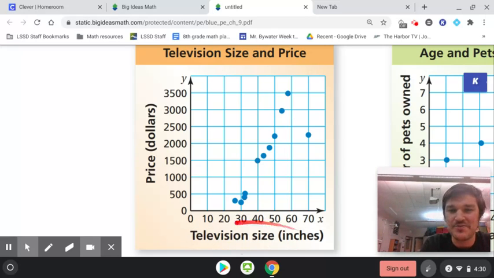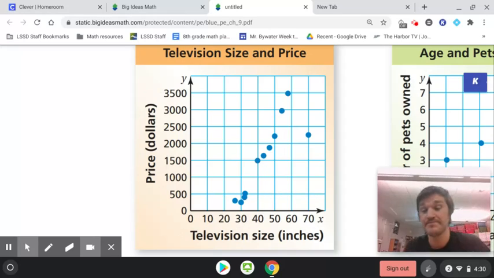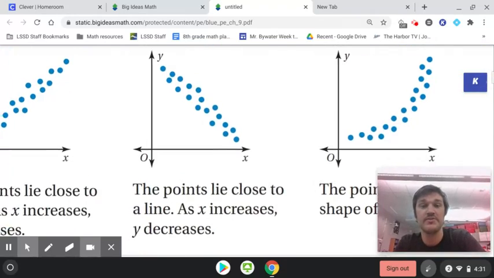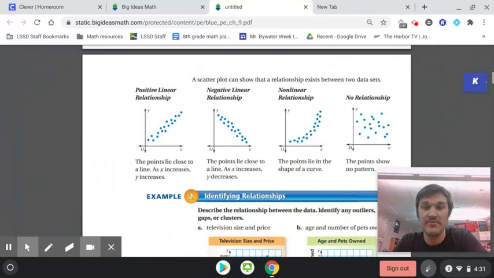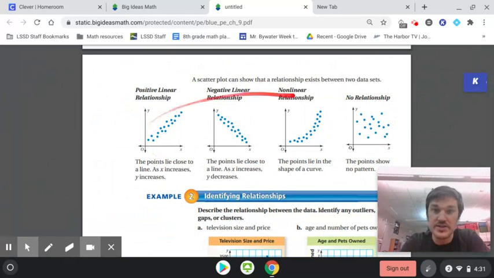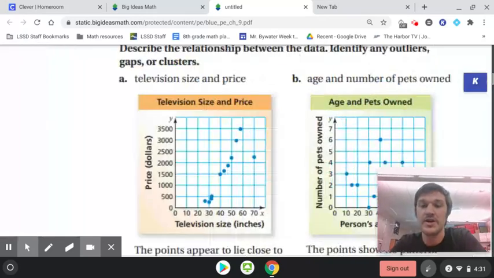By the way, what are our different data sets here? We've got TV size and price. Describing this set of data, I would say that as the TV size increases, the cost increases, which makes sense. The bigger the TV, the more it's going to cost. So this is the kind of data that I would expect to see. And again, we'd call that positive linear if I were to look at my 4 different ways of categorizing data. It's going up, and it sort of follows a line.